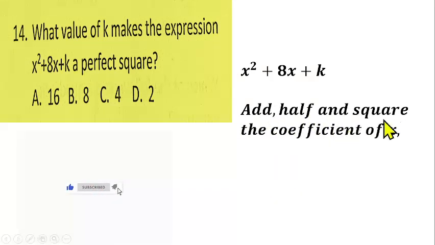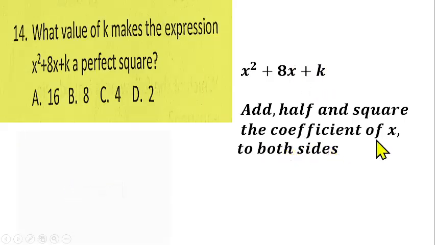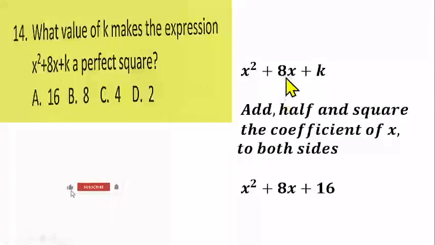So add the half and square it, the coefficient of x. So to both sides. Of course, this one does not have both sides, so ignore this both sides. Just add it to this quadratic expression. Then if you add that, I've already explained that half of 8 is 4, then 4 squared gives us 16. So that means k will be 16, which is option A.